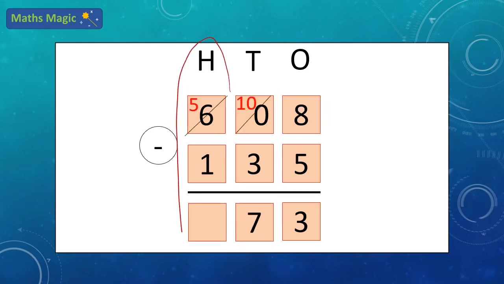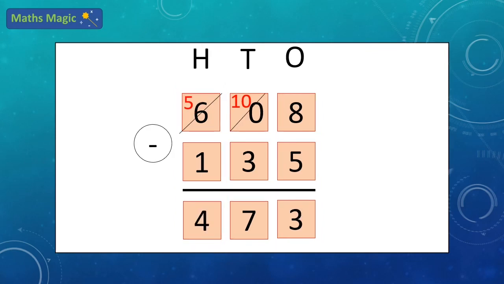Finally, we check our hundreds column here. We can see that our number is 5 subtracted by 1, which equals 4. We put that in our hundreds column here. Should look something a little bit like this. So our question was 608 subtracted by 135, and our answer is 473.